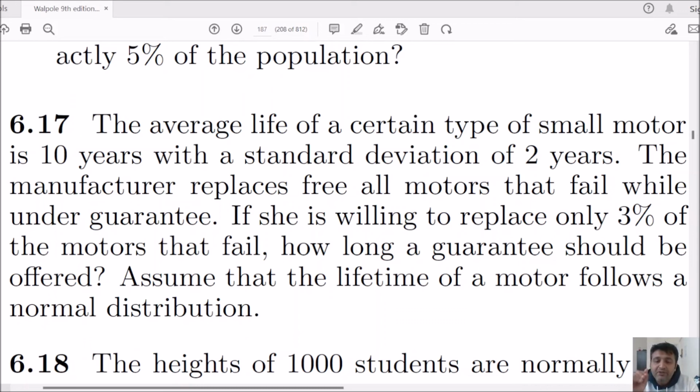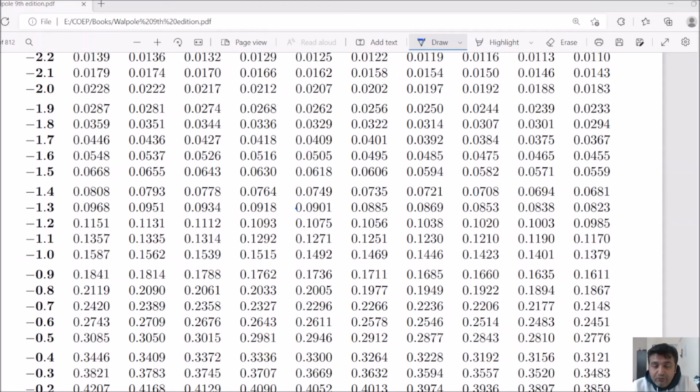Okay, now she is willing to replace, and you're assuming that it follows normal distribution. Now if she is willing to replace only 3% of the motors, you go to the table and try to see where the area under the curve is 3%. That means 0.03. If you observe, it comes over here. Right, that's the nearest one, 0.03. So it is minus 1.88.